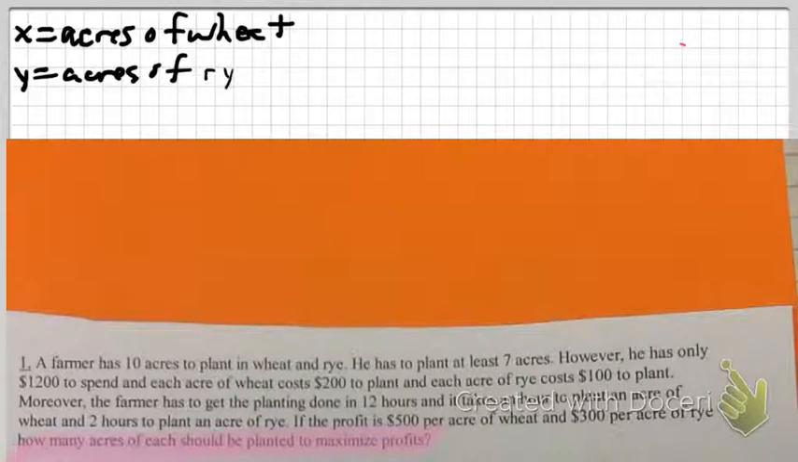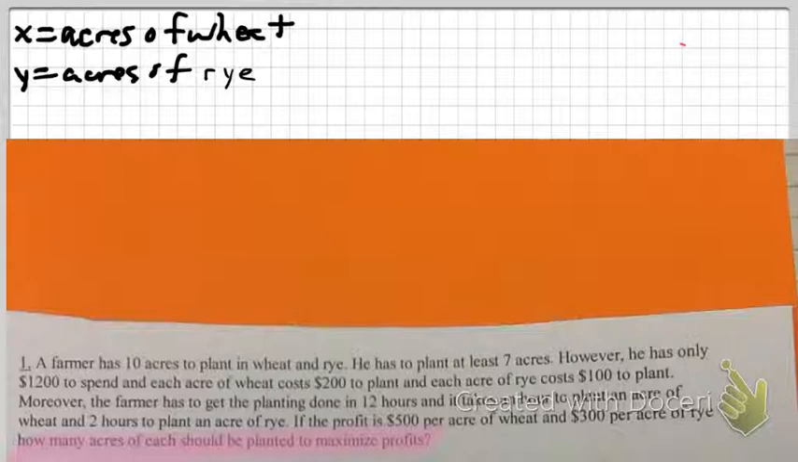That does not take any mathematical ability. You look at the problem and figure out what our answer is going to be. It's not going to be dollars. It's not going to be hours. It's not going to be turnips. It's going to be acres of wheat and acres of rye.